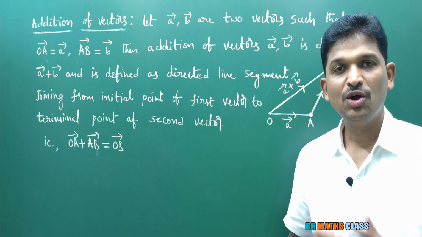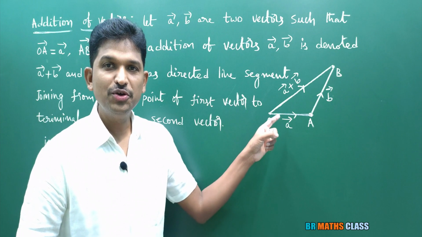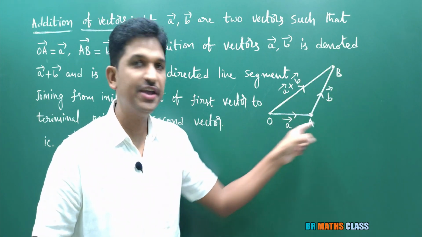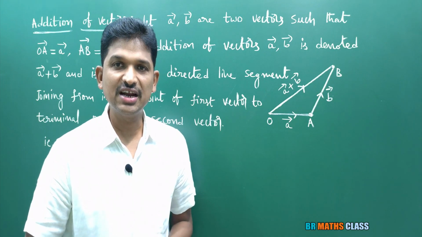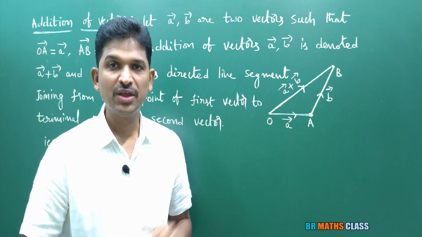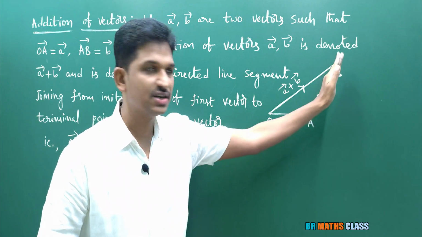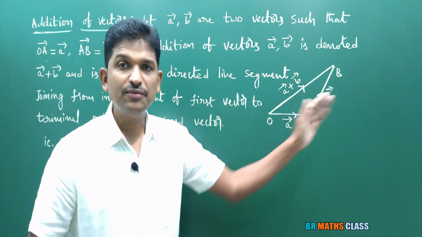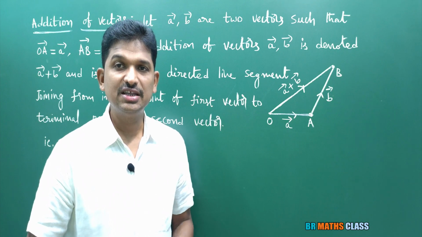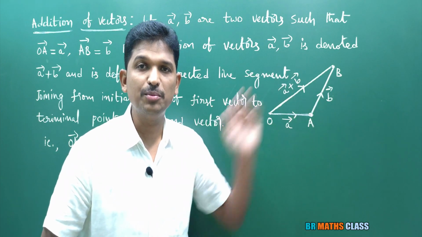Now we will learn what is triangle law of vector addition. You observe here there is a triangle OAB, right? In this triangle, A bar, B bar are the two sides of the triangle. You observe their direction. The resultant of these two vectors is the third side of the triangle, which is opposite direction of A bar, B bar.